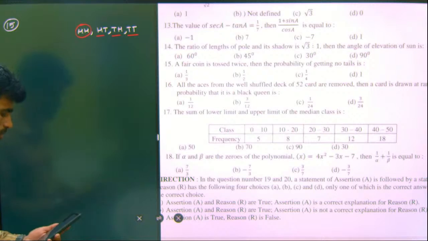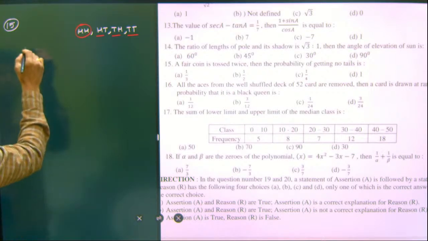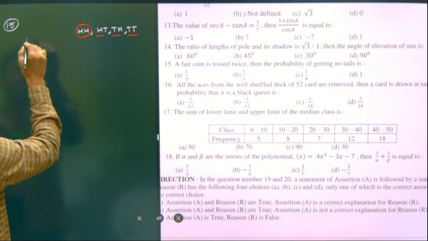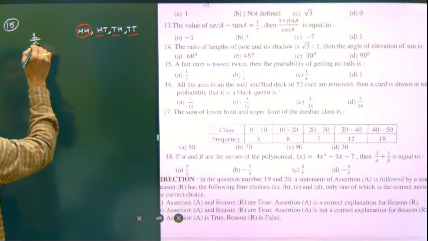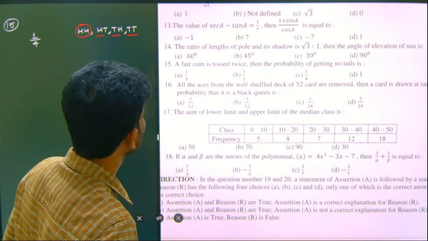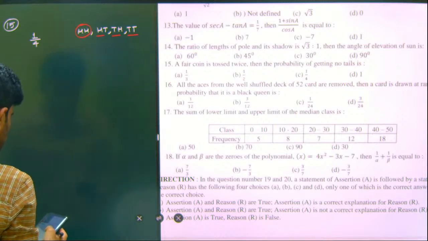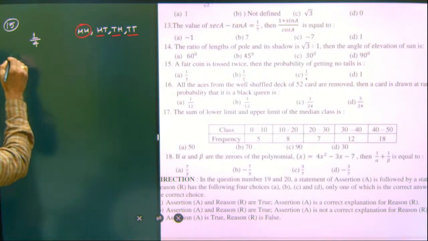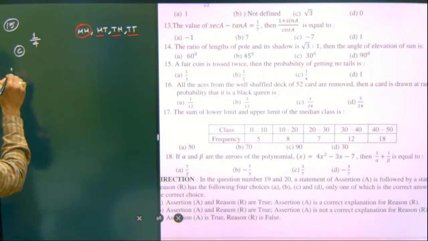So how many favorable outcomes? One favorable outcome, and the total is 4, so the probability is 1 by 4. This is a simple one. Hope everybody got it. Option C is correct. Option C, question number 15. Now question number 16.